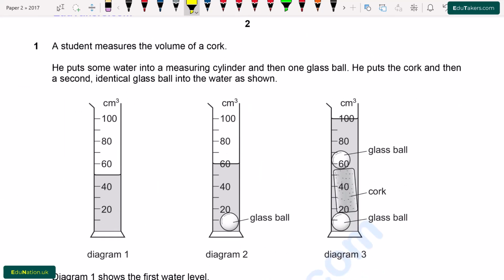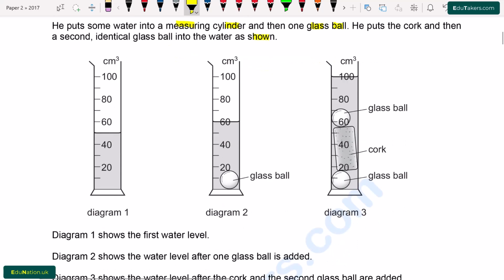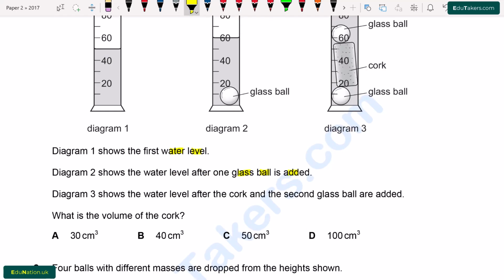Question number 1. A student measures the volume of the cork. He puts some water into the measuring cylinder and then one glass ball. He puts the cork and then a second identical glass ball into the water as shown. There are three diagrams shown. Diagram 1 shows the first water level. Diagram 2 shows the water level after one glass ball is added. Diagram 3 shows the water level after the cork and the second glass ball are added. What is the volume of the cork?